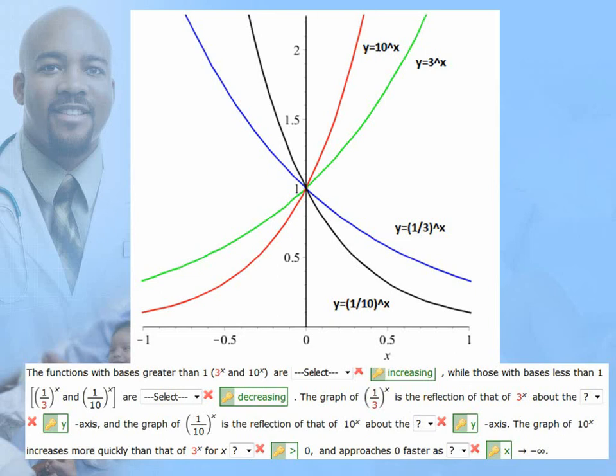I don't really know what they want here. Approaching 0. Obviously here, if the number here is smaller than the number here, it's going to go to 0 faster. So I think that's what they want on the bottom.